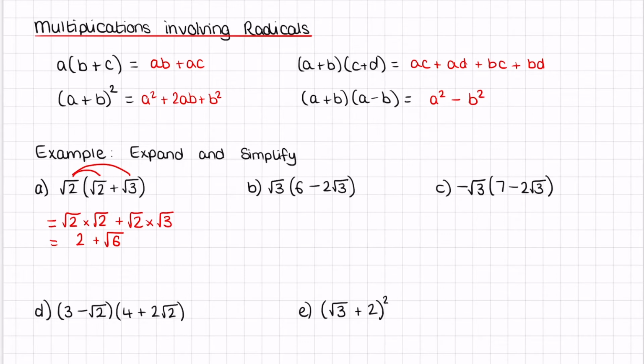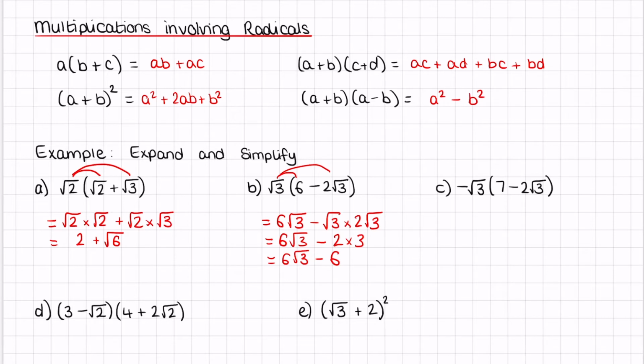For B, we've got root 3 multiplied by 6 minus 2 root 3. Just the same as the last one previously, it's just got a minus this time. So we'll have root 3 times 6, which will give us 6 root 3. Then we'll have minus root 3 times 2 root 3. With this second part here, we've got 2, and then we've got root 3 times root 3, which is just 3. So we end up with 6 root 3 minus 6.